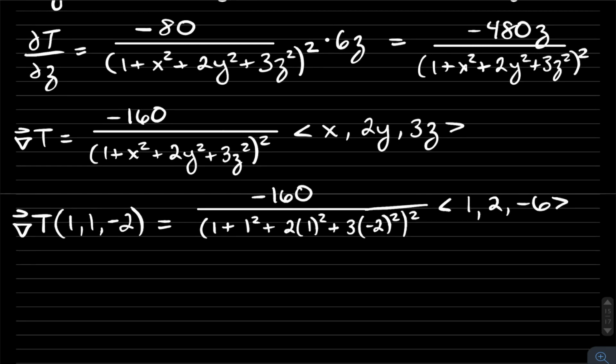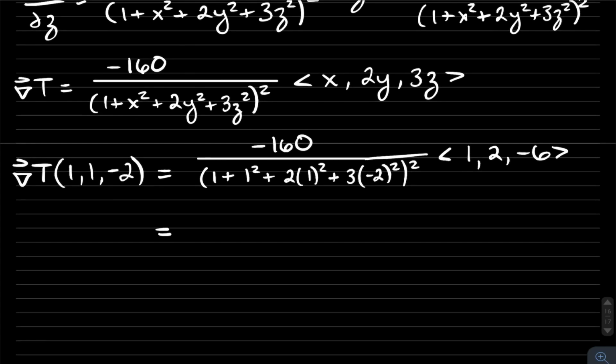Okay? And so then we can just simplify here. And when we do that, I'll do a little bit of the math for you, don't worry. You get 160 over 256. And if you also distribute that negative through, then you just get -1, -2, 6.